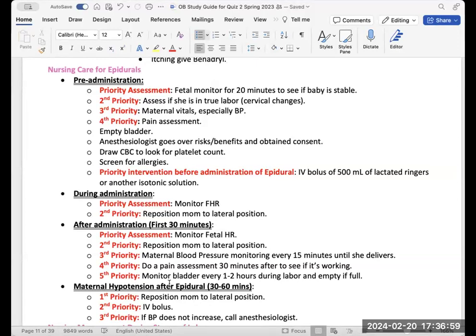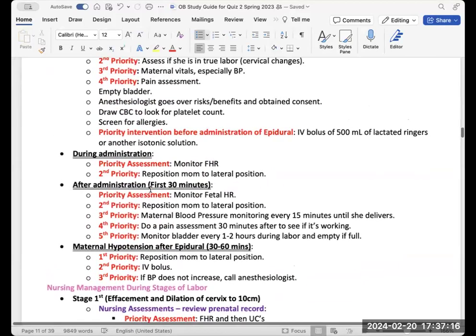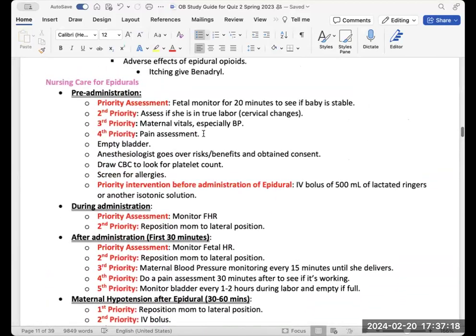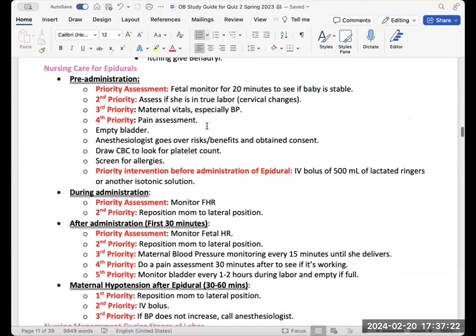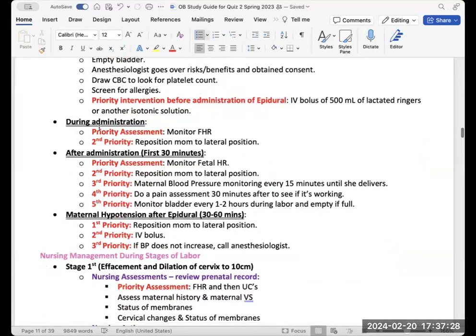But before we even try to administer, we need to give an IV bolus of 500 ml of lactated Ringer's. Think about it, why? That's also going to help raise the blood pressure to counteract the potential hypotension this can cause. So before we give it, we give an IV bolus. The assessments are going to be: fetal heart rate, see if she's in labor. After we've determined all that, then before we give that epidural, we give an IV bolus of 500 ml of lactated Ringer's.